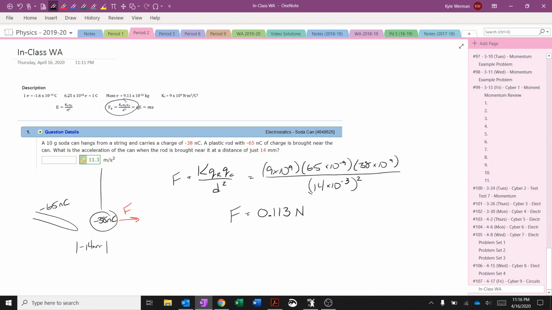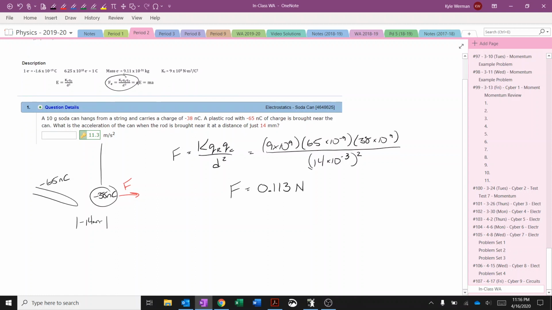So the force on the can is not very much, 0.113 newtons. That's kind of what I would expect, right? Not a whole lot of push. Well, how does that factor into an acceleration? Well, F equals ma. And so the acceleration is that force over the mass of that can.